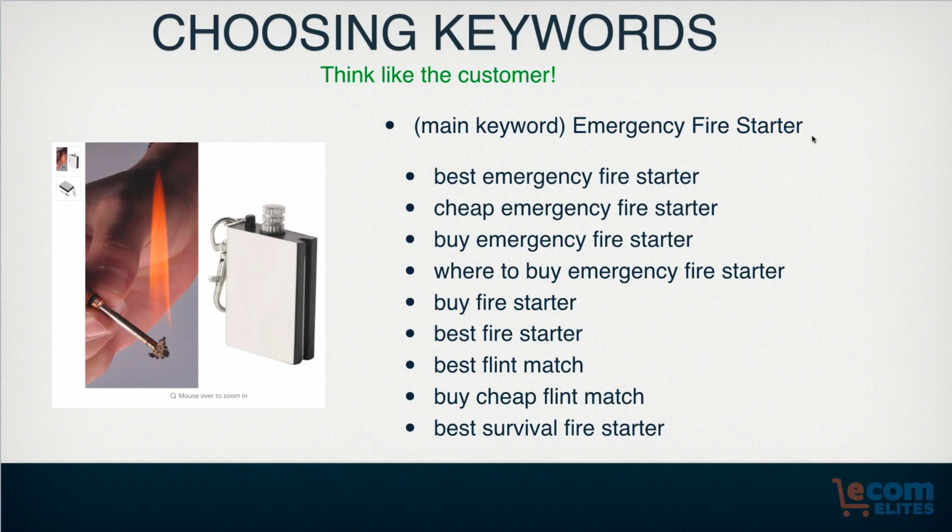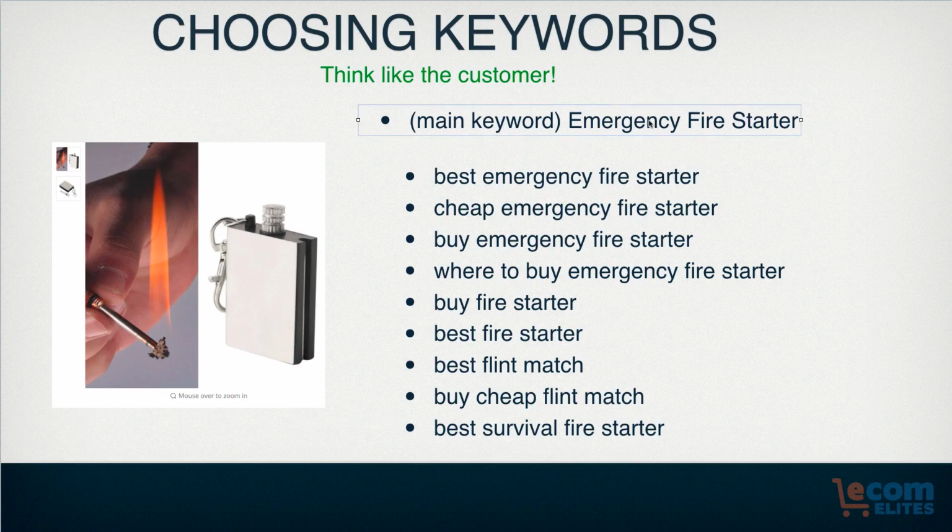But we want people that are going to buy the product and could buy the product possibly or have an interest in buying the product. So what you would do is write down a bunch of keywords related to your product. So for example, the main keyword for this would be emergency fire starter.